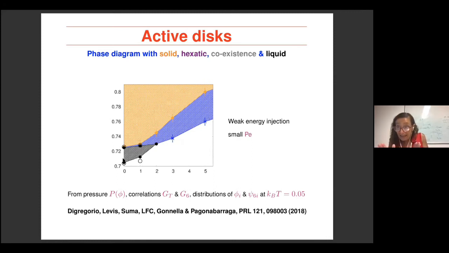Then you can add activity. And what you see by adding activity is that for small values of the activity, you keep this coexistence region, but then at a higher value of activity, the coexistence region disappears, and the transition between the liquid and the hexatic becomes continuous. So here you have a continuous phase transition of Kosterlitz-Thouless type, it seems. Here you have a continuous phase transition of Kosterlitz-Thouless kind as well, but here in this region you have a first order phase transition between liquid and hexatic.